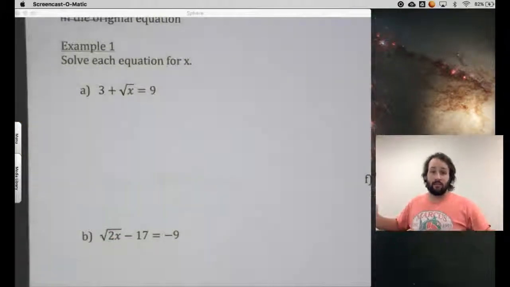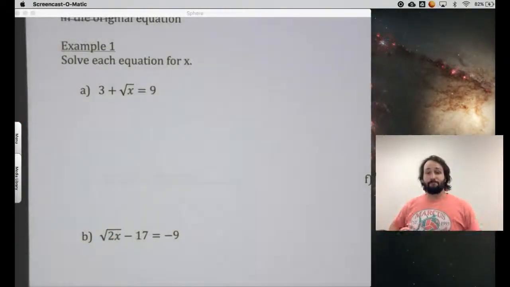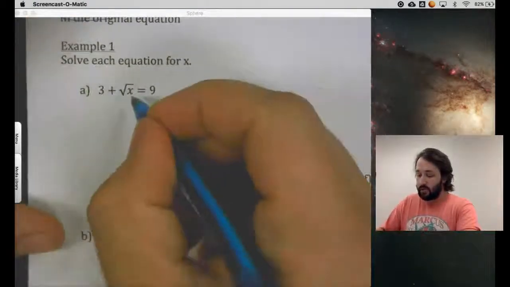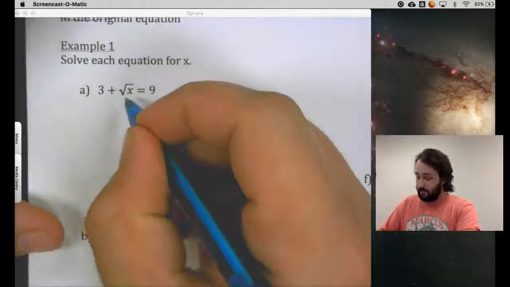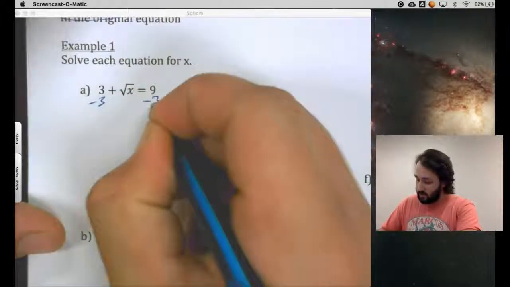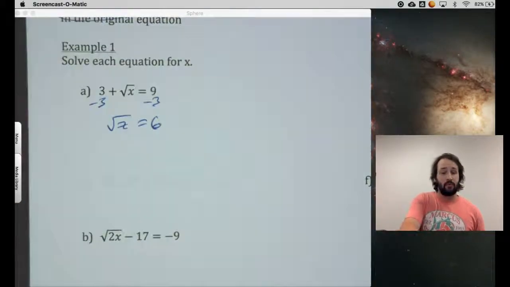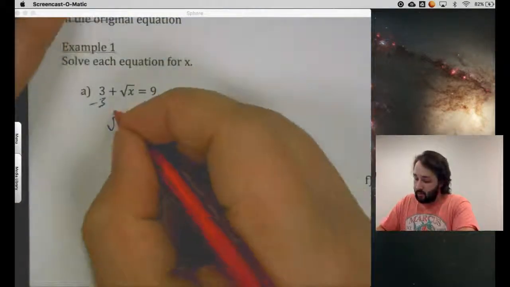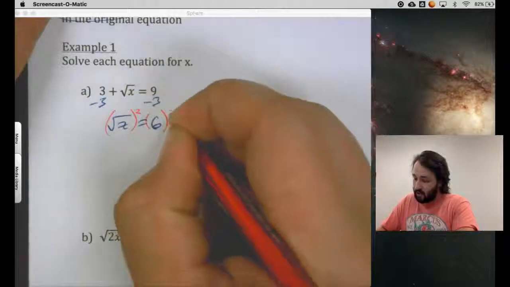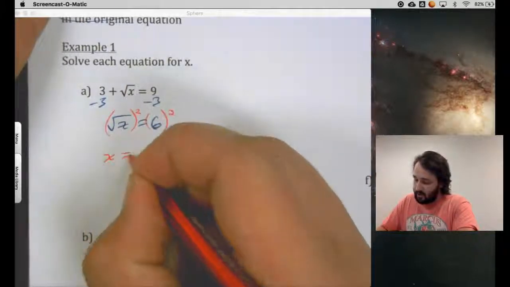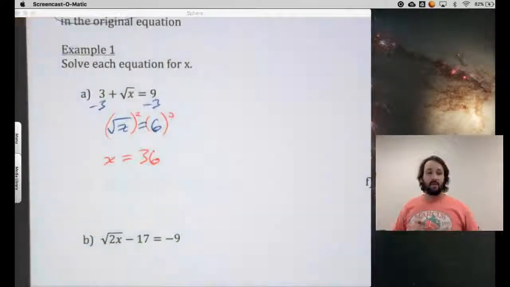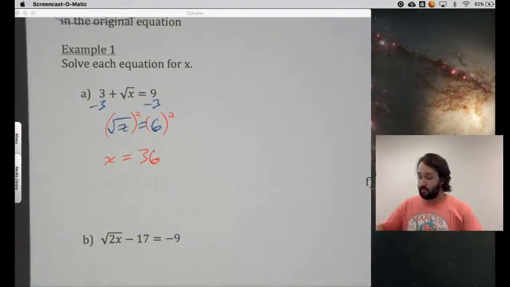So we're just going to be solving for x. Keep in mind what the inverse operation of the square root is. It's actually squaring. So what I would do first is get the square root by itself. So minus 3, square root of x equals 6. Now to get rid of that square root, the opposite operation would be to square both sides. That will give me x equals 36. Like I said, go back and check your solution.